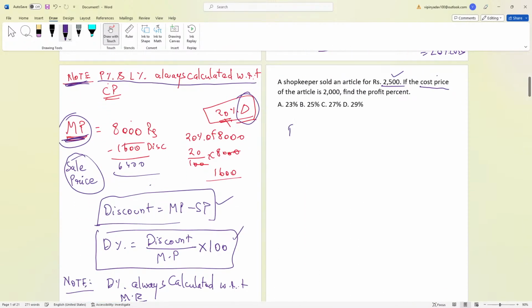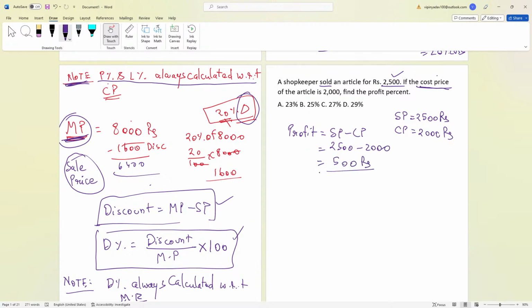Now, the profit formula, we all know. Profit will be equal to what? Let us see. This is sold, sold means this is the selling price, 2,500 rupees. The cost price over here is 2,000 rupees. Earlier we discussed that the profit formula is selling price minus cost price. So let us put in 2,500 minus 2,000, and we have got 500 rupees as the profit.